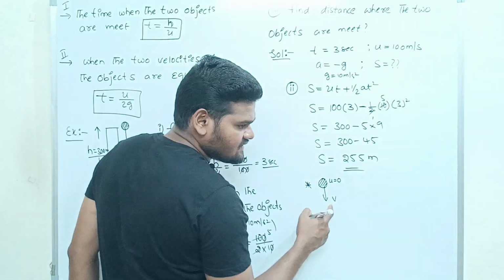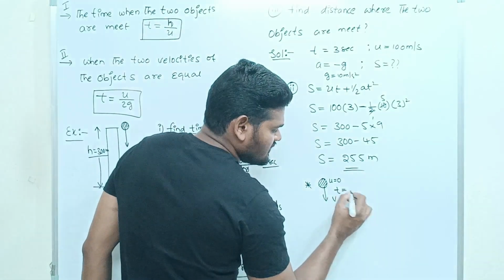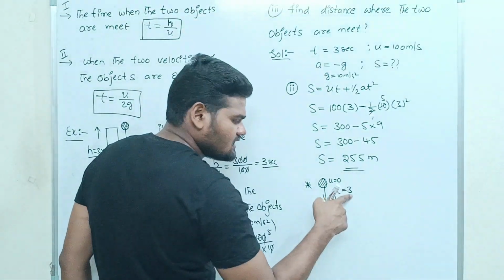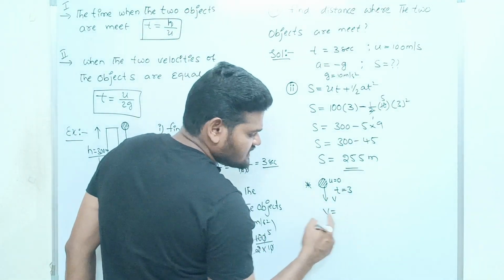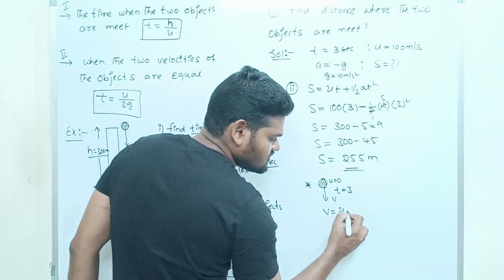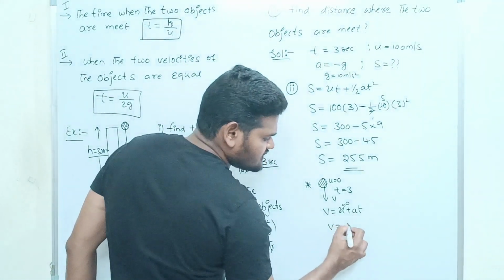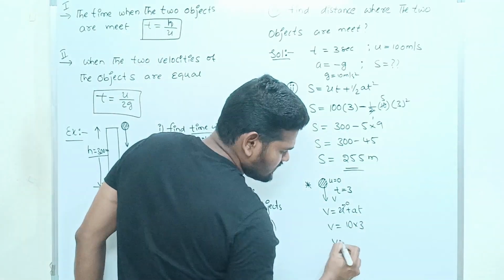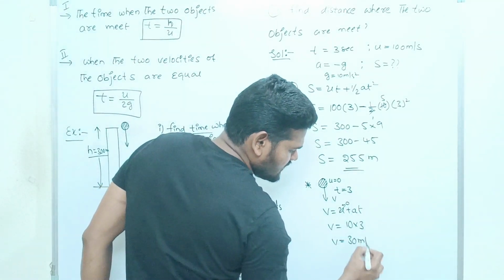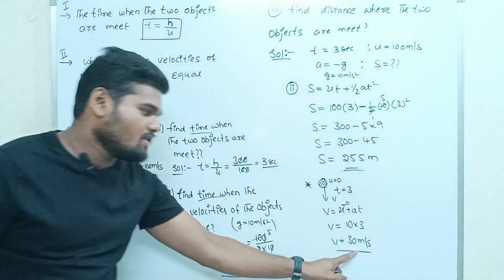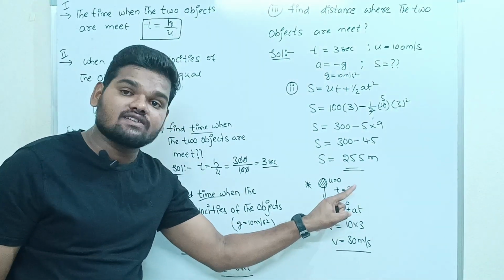It has a final velocity v. So time taken t is equals to 3 seconds. So we have the equation of motion for final velocity: v is equals to u plus at. So u value is 0. Then v is equals to 10 into 3. So v is equals to 30 meter per second. So the velocity of the object is 30 meter per second at time t is equals to 3 seconds.